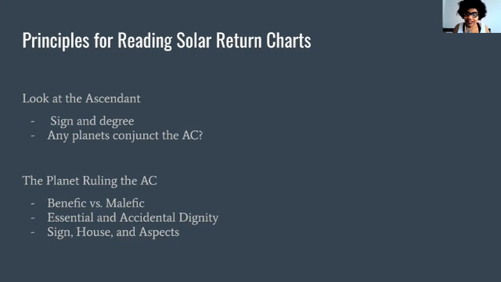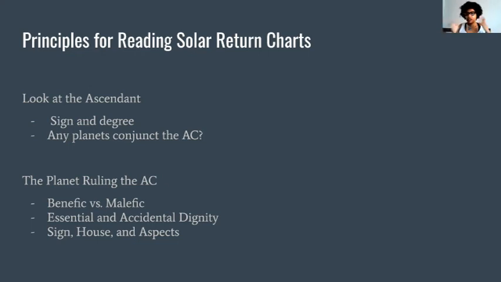And when examining the ascendant, by extension, you'll also want to look at the planet that rules the ascendant. Basic astrology: every sign of the zodiac is ruled by a planet. So you'll want to investigate what is going on with the planet that rules the sign of the ascendant in the chart. Personally, I like to consider if it's a benefic or a malefic planet. I also look at the essential and accidental dignity of the planet.